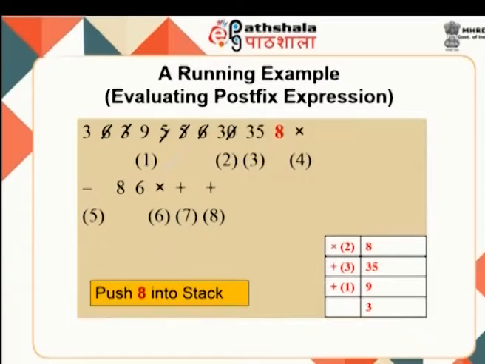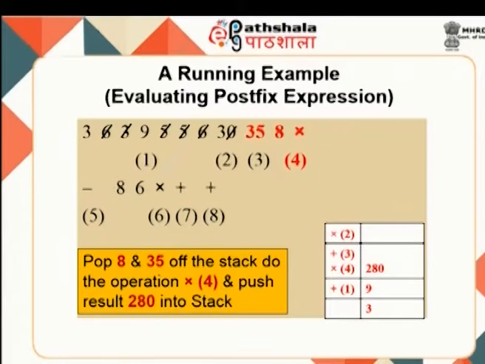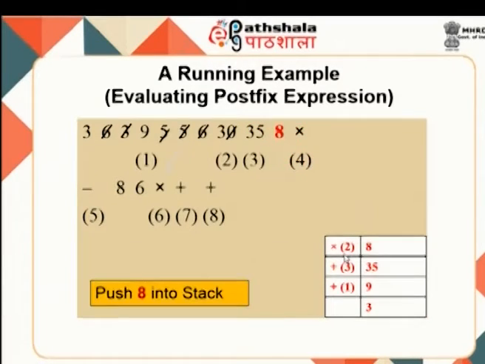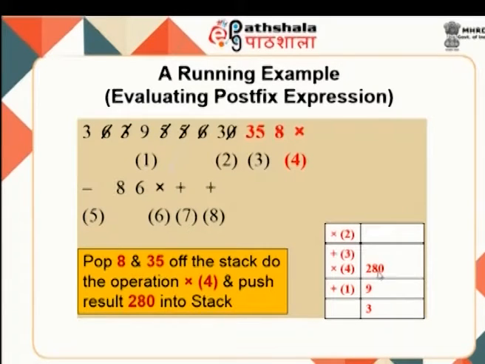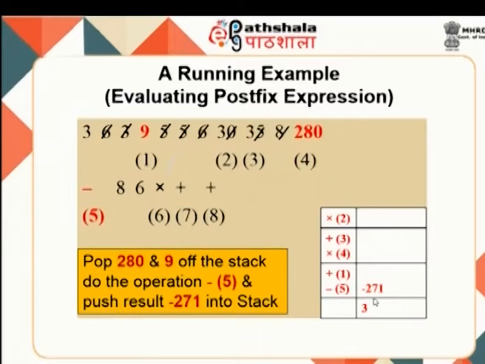Then I have this 8. Okay. Then I have this multiplication where 35 into 8 is done. So, pop 8 and 35, that was what was on the stack. So, you pop those two, do the operation, put the result back onto the stack. Now, what I encounter is again a minus. So, I have to subtract 280 and 9. So, pop the 2 elements, subtract and put the result here.